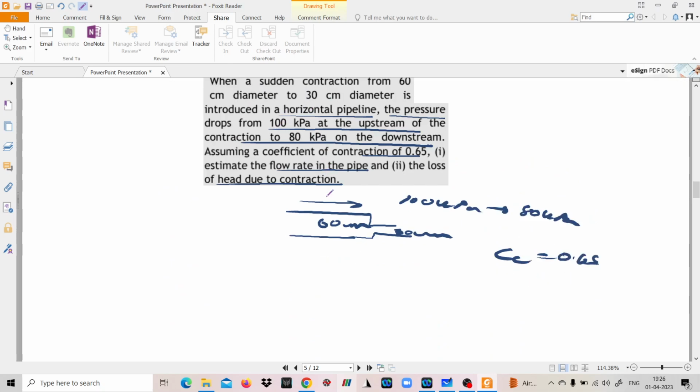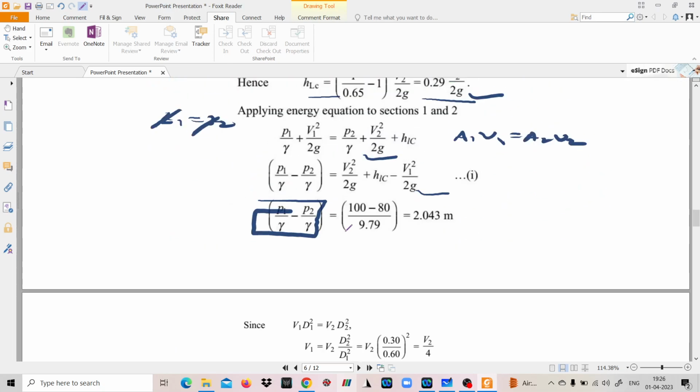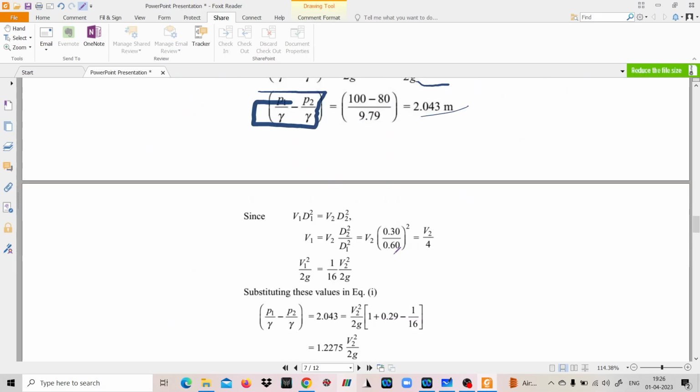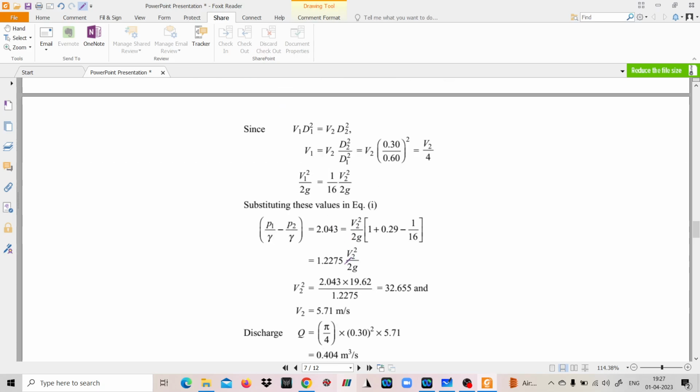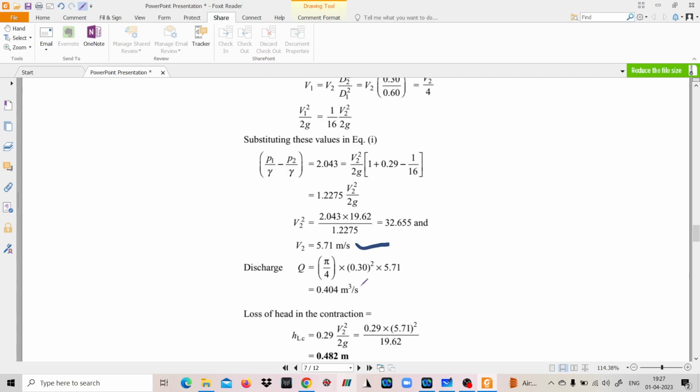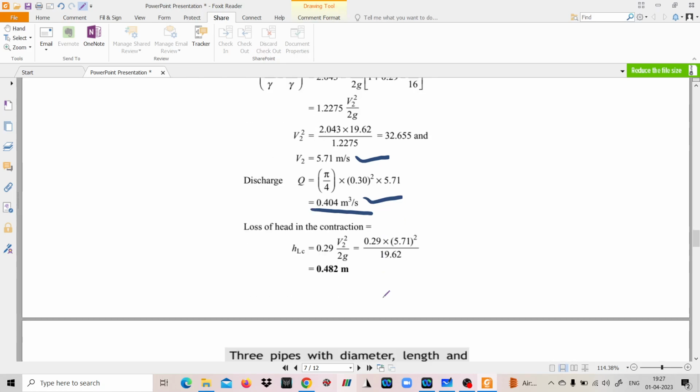There is a pressure drop from 100 to 80 because of the introduction of this contraction. So divided by rho g will give you 2.043 meter. You simply substitute this in the Bernoulli's equation and you'll be getting the value of V2 as 5.71 meter per second. Once you know V2, you multiply this with A2 and you get the discharge. Once you know V2, you can also calculate the head loss due to contraction.